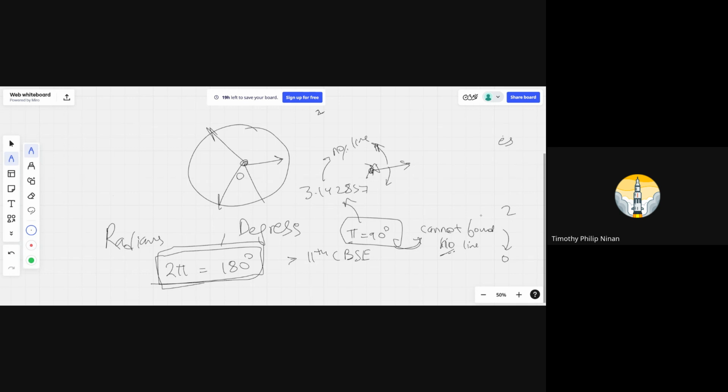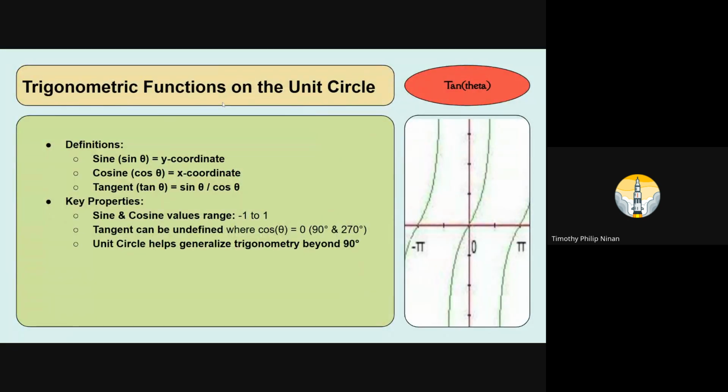So this is the advantage of the unit circle. It helps us put all the numbers on the number line, inside the angle. Okay, and now we're coming to the interesting points, that is trigonometric functions on the unit circle. Now we can see over here the sine function is the y coordinate, the cosine function is the x coordinate, the tan function is sine upon cos.